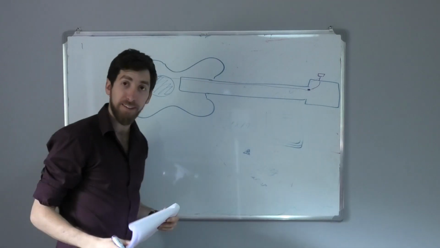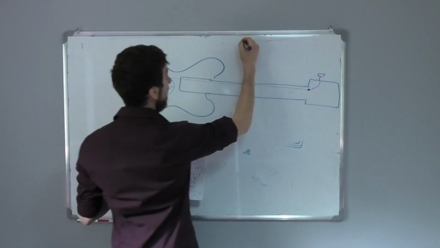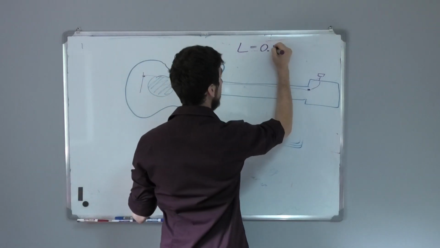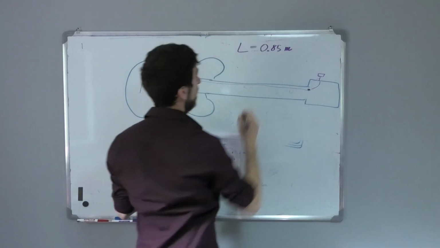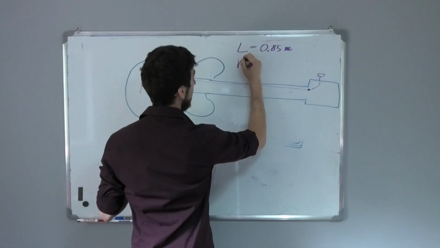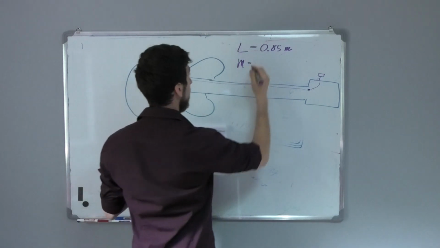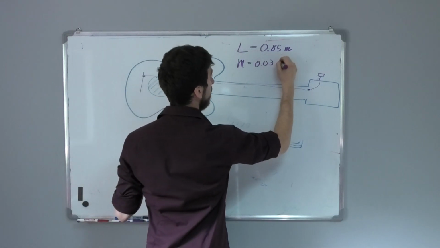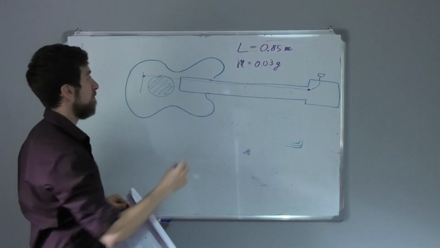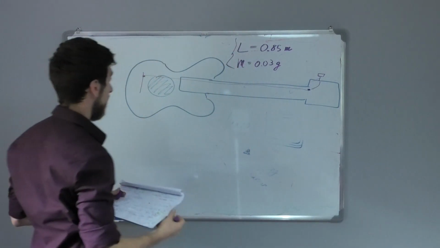And there's given data in the question. The given data is the length of the string. It's less than a meter, it's 0.85 meters. And also I know the mass of the string. The mass of the string is 0.03 gram. It's really easy to lift. Okay, so these are the parameters, the given data that we have.